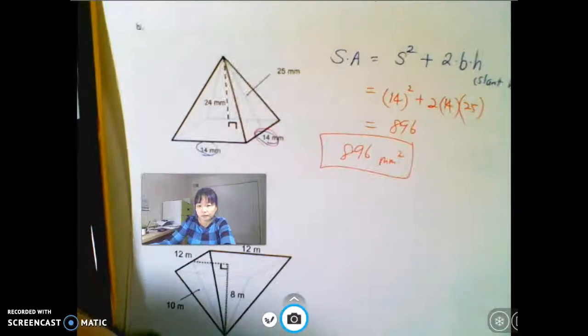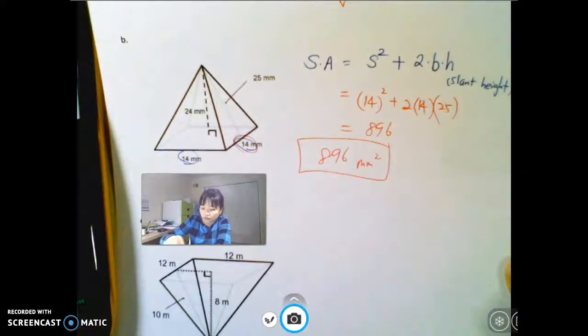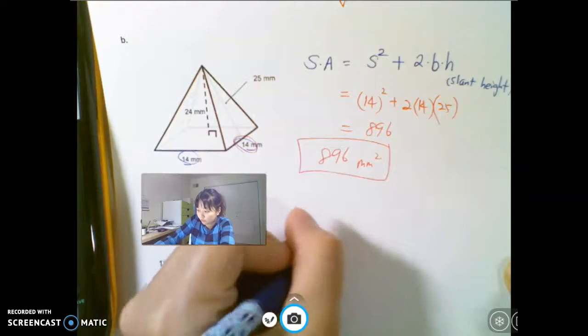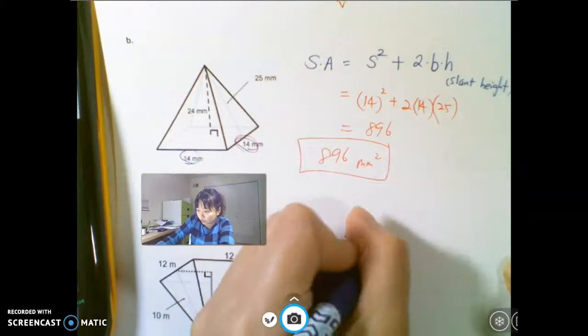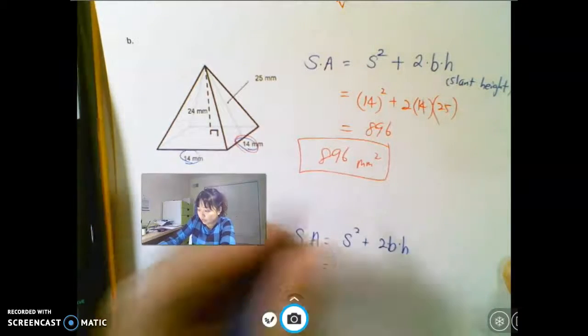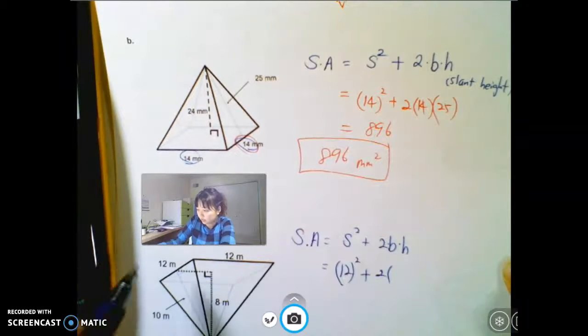Should we try one more? One more pyramid. Whichever way you like. I'll just use the formula way. You do get to use the formulas and all the notes while you're taking the test, so maybe it is easier. So side squared, so it'll be 12 squared plus 2 times base and the height, right?